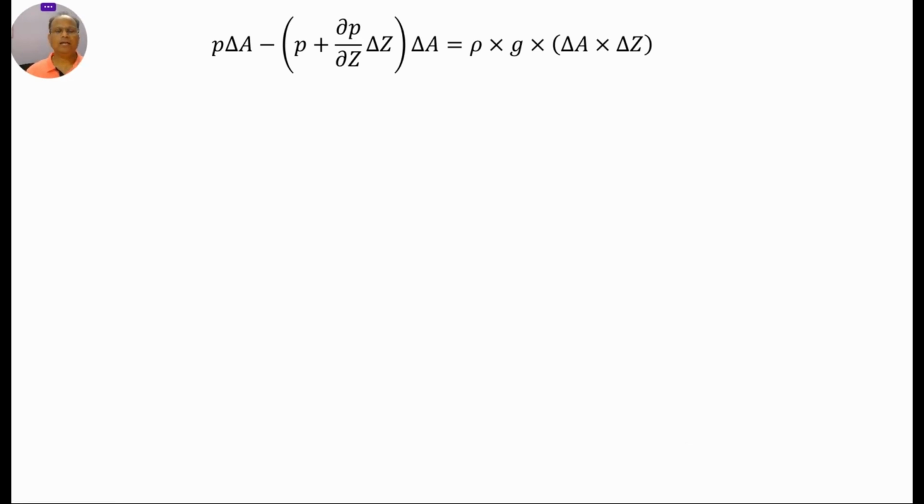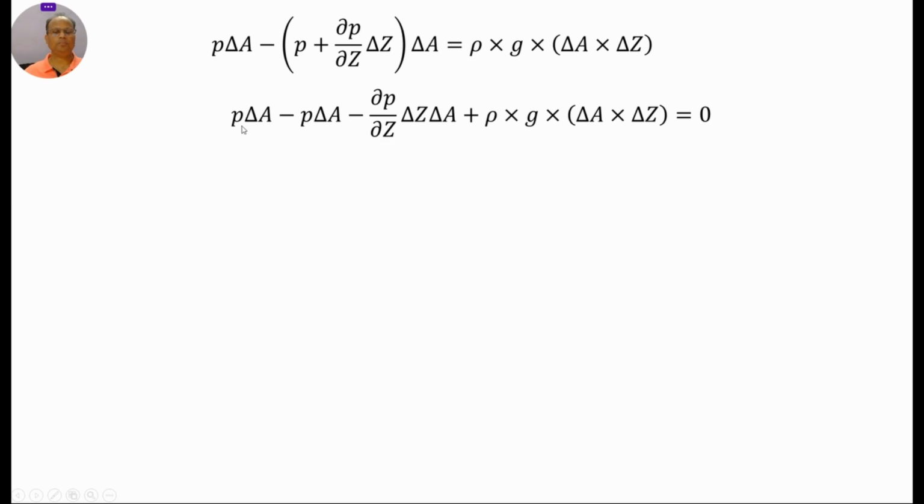As per the hydrostatics law, the rate of increase of pressure would be equal to the specific weight of the fluid element. So P into delta A minus P plus dou P upon dou Z into delta Z into delta A is equal to the weight of the element. Now I will solve this expression. P into delta A and P into delta A are the same, so both cancel out. The rest of the expression is minus dou P upon dou Z into delta Z into delta A plus rho into G into delta A into delta Z, which is equal to 0.